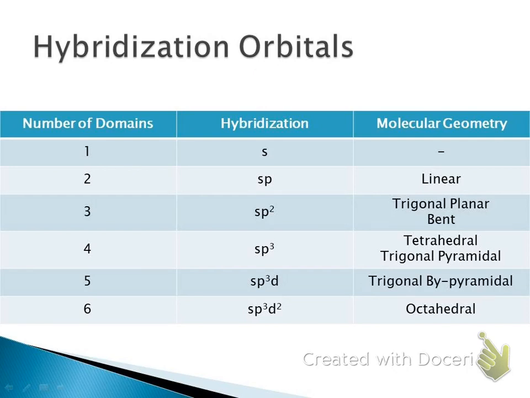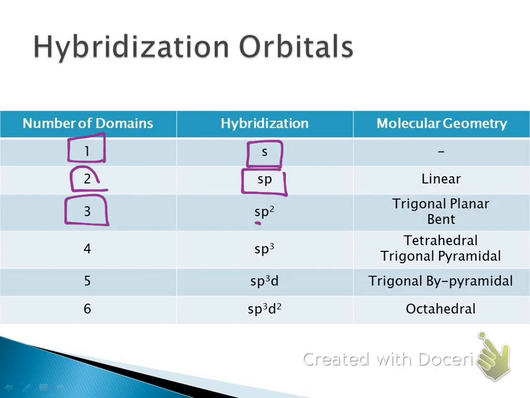Of domains and the hybridization. Okay, all we're doing is counting out our electron orbitals and putting them together. So when we have 1 domain, it can only be in an s orbital. When we have 2 domains, we have an s and one p orbital that have combined, right? When we have 3 domains, we've got the s orbital and 2 p domains that have combined, right?